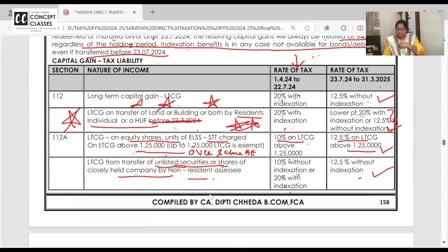And second is 12.5% above 1 lakh 25,000 instead of 1 lakh. But 1 lakh is not there, from the starting of the year. How this 1,25,000 works, I'll give you one example for that. Okay.